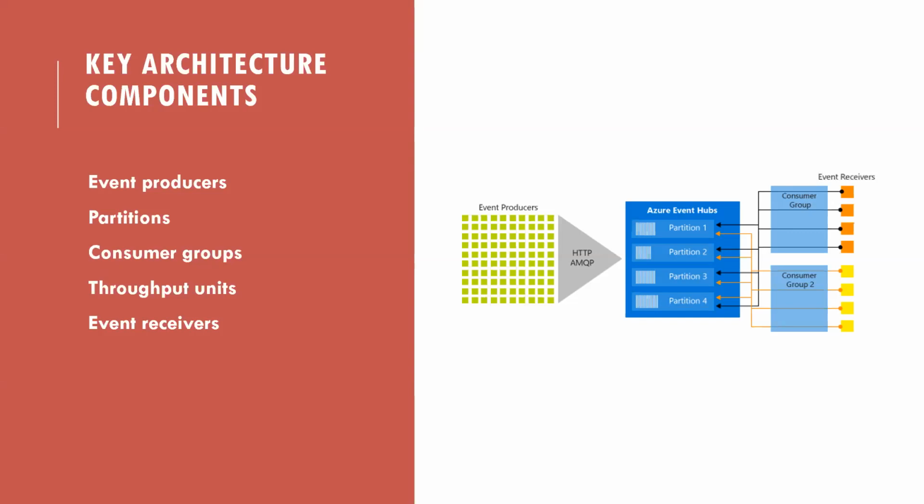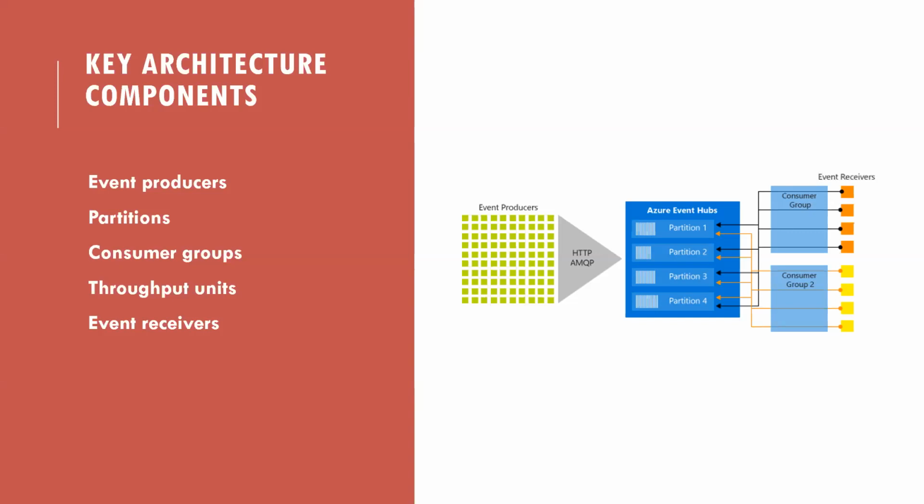Partitions. Each consumer only reads a specific subset, or partition, of the message stream. Consumer groups enable consuming applications to each have a separate view of the event stream. They read the stream independently at their own pace and with their own offsets.